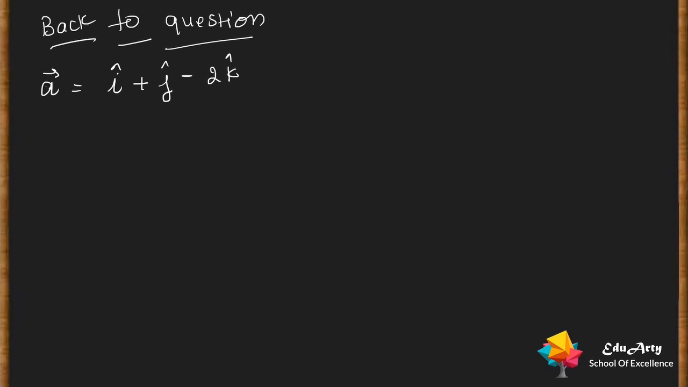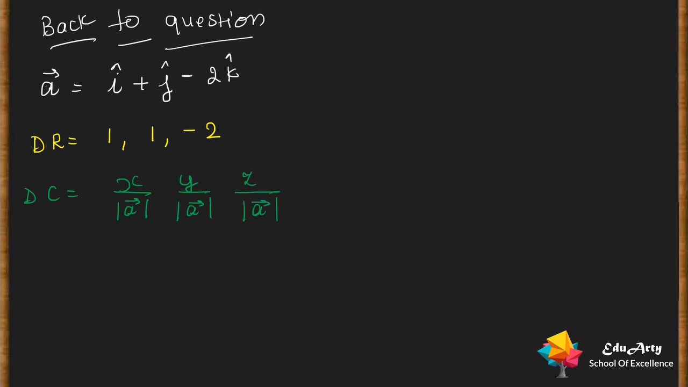Direction ratio will be the scalar component of this A vector. Scalar component of A vector is equal to 1, 1 and minus 2. So this is your direction ratio. Now we have to find out direction cosine. Correct? Now direction cosine is equal to x by magnitude of A vector, y by magnitude of A vector, and z by magnitude of A vector.